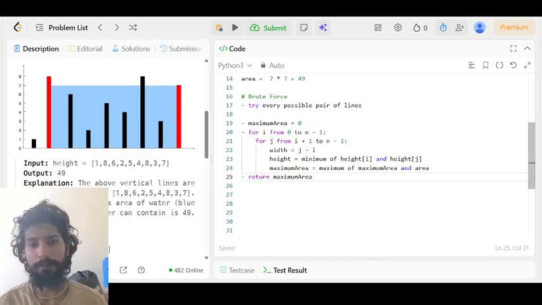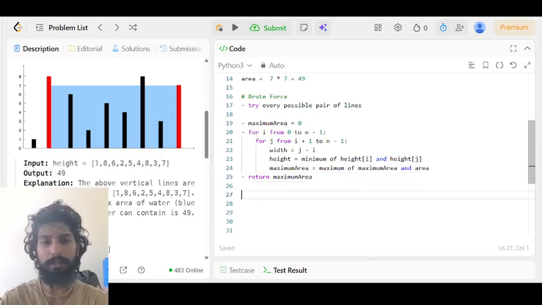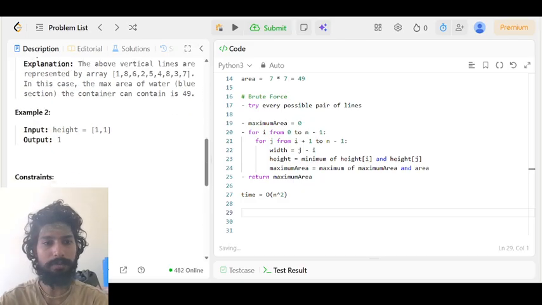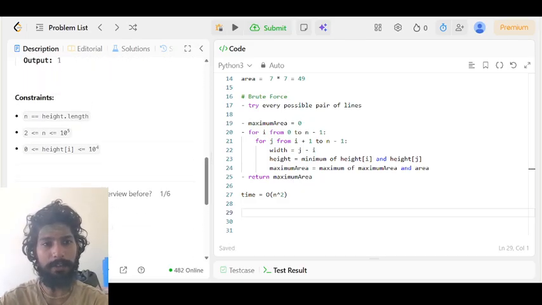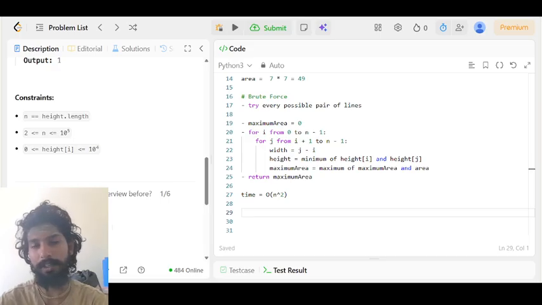This solution works, but it checks almost every possible pair. Its time complexity is O of n square. Since the array length can go up to 10 power 5, this approach will be too slow. We need a better solution.